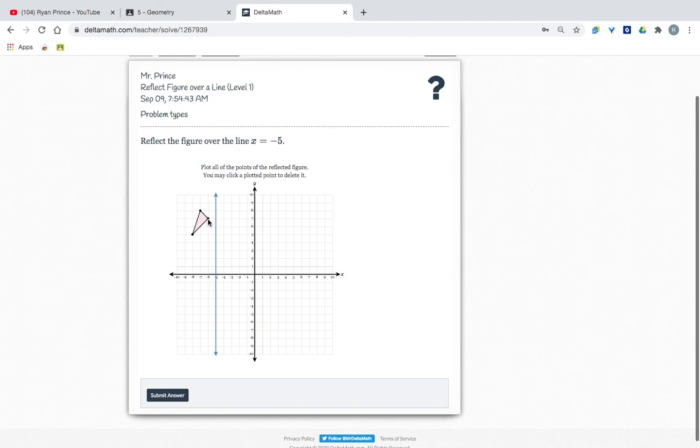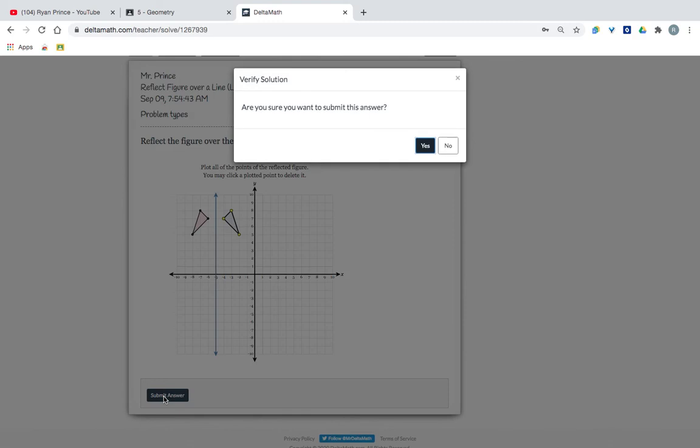So I've got from this point to the line is 1 box. So I'm going to keep going along that same line, 1 box. Up here I've got 1, 2 boxes from this point to the line. So on the other side, I'm counting 2 more boxes. And then right here, I've got 1, 2, 3 boxes. So I'm going on the same line and counting 1, 2, 3 boxes. And that's reflected over that line. So I would submit the answer.